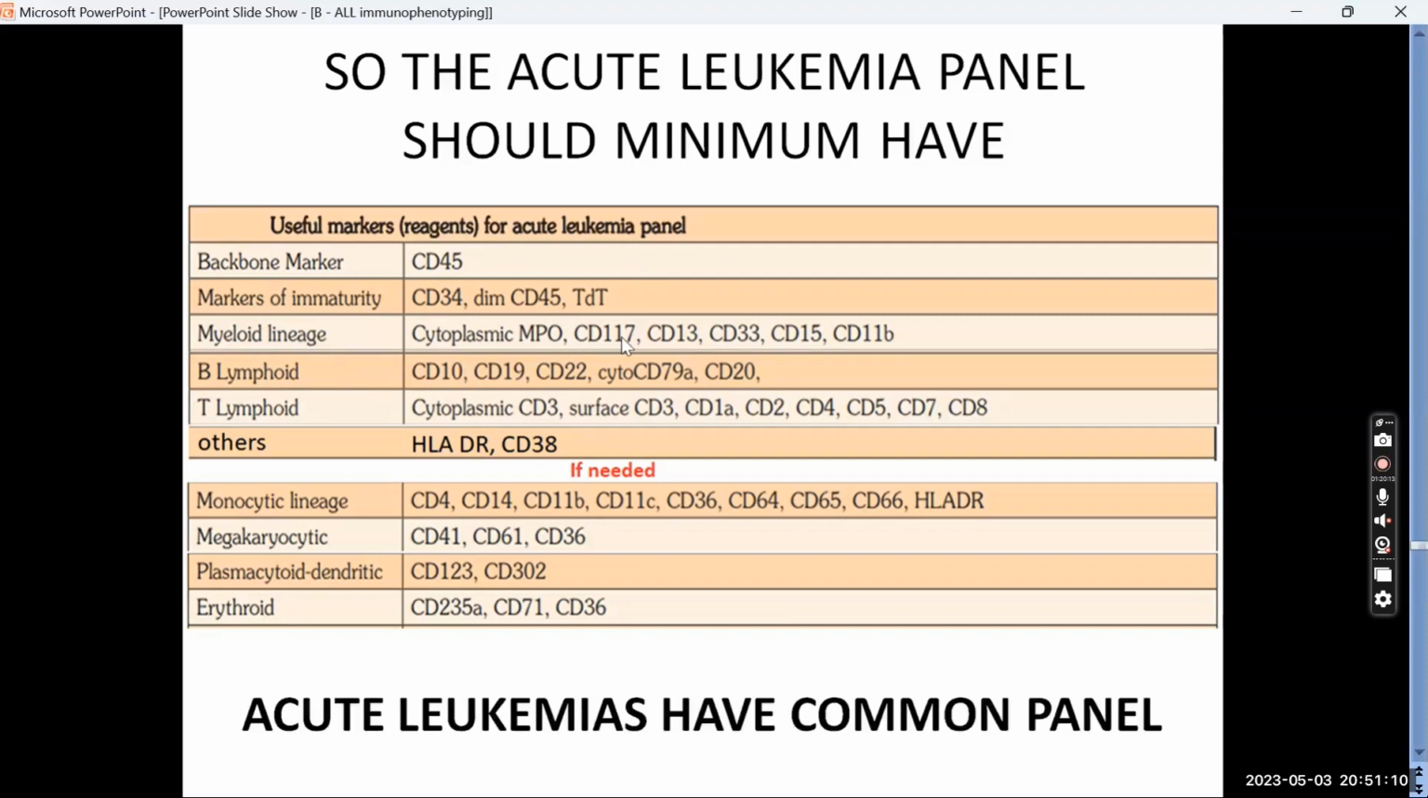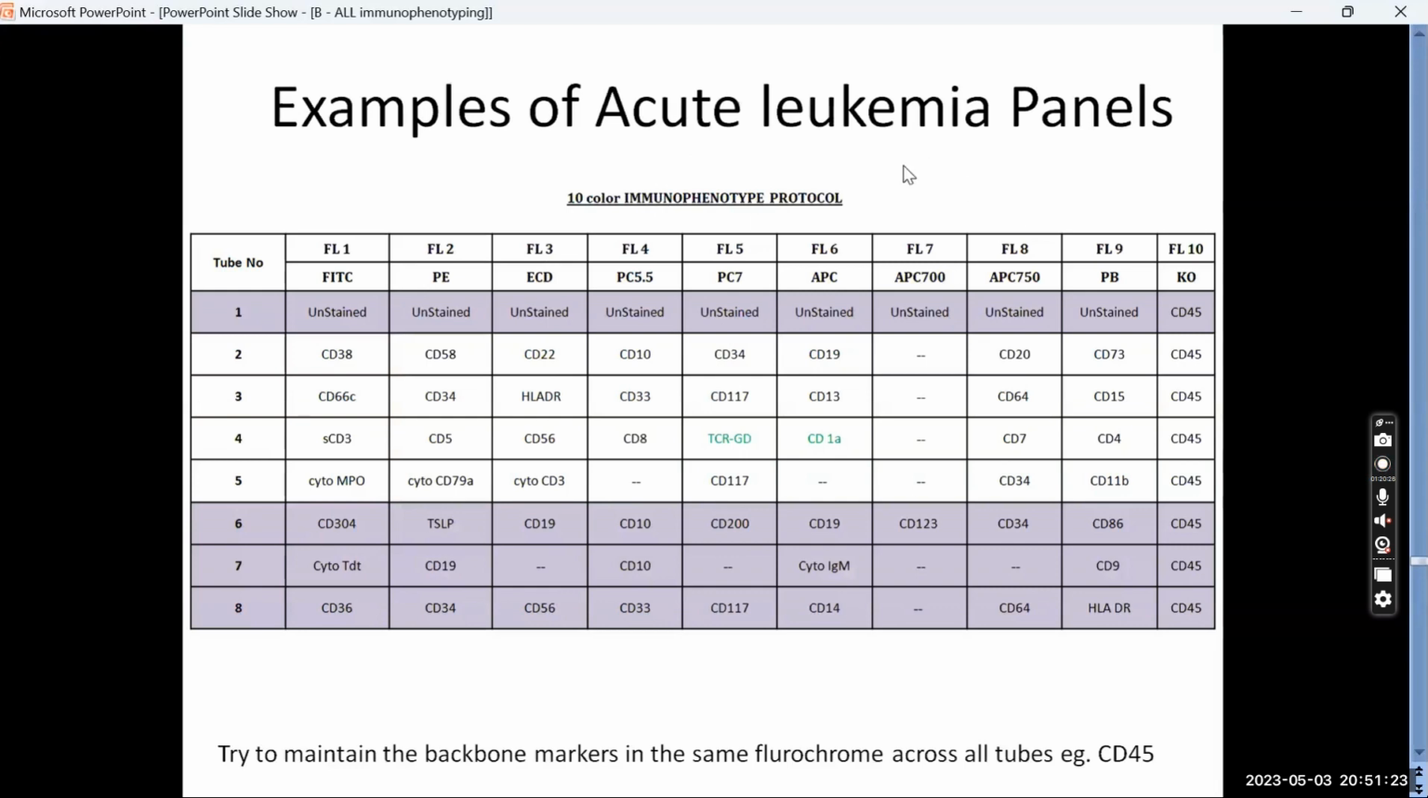So for acute leukemias, you don't have a panel for B-ALL, you don't have a panel for T-ALL, you don't have a panel for AML. It's like an acute leukemia common panel, and any blast you find, you need to put it through that panel. So these are some examples of acute leukemia tubes. Okay.